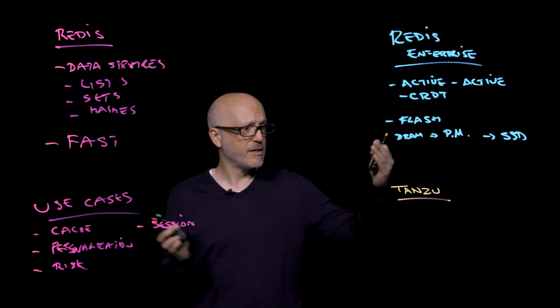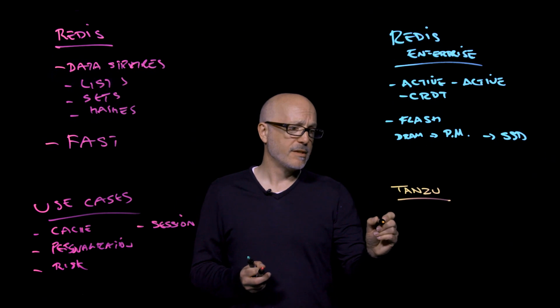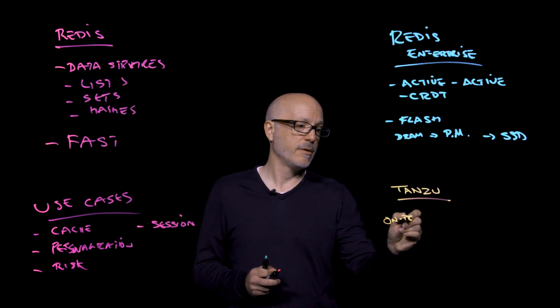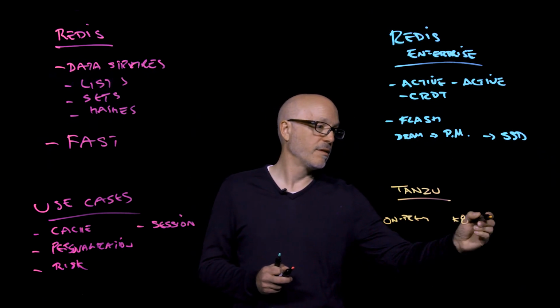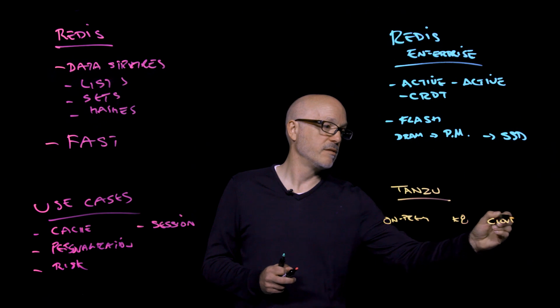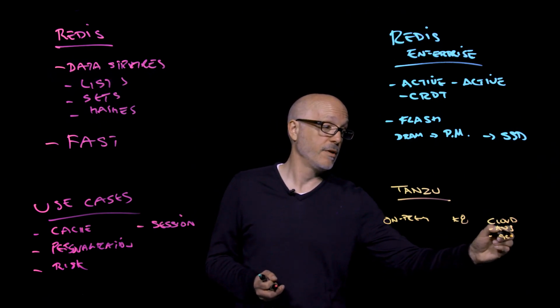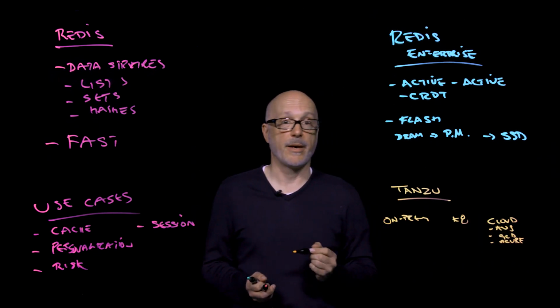Now, let's talk about this bottom quadrant, right? So Tanzu, let's think about how people want to deploy, right? People want to deploy on-prem, right? They want to orchestrate things with Kubernetes. They want to deploy things into not just one cloud, but multiple clouds. And so how do you effectively do that?